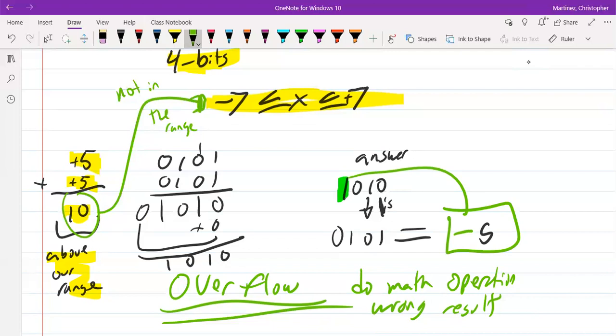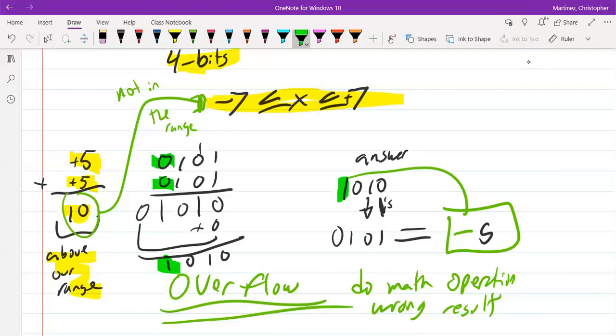An easy way you can tell if you have overflow is if you add 2 positive numbers together, you have the potential of having overflow. You have the potential of going above positive 7. You will know you have overflow because you will get a negative result. So look at here. We have a positive, our answer is a negative. That's going to be overflow.